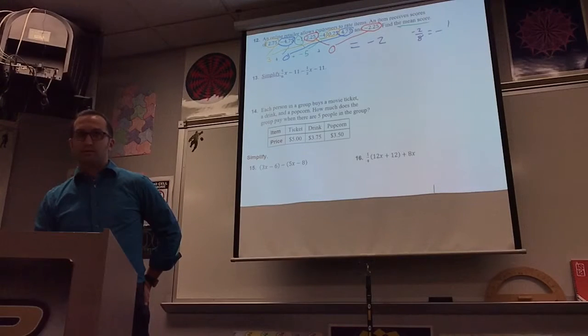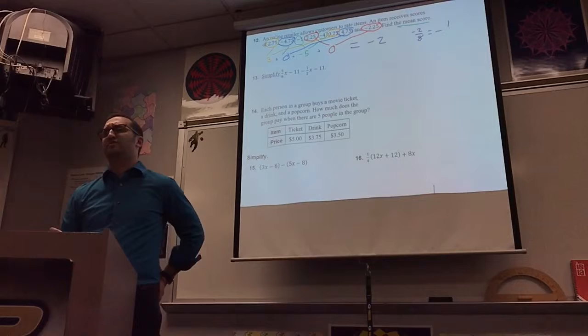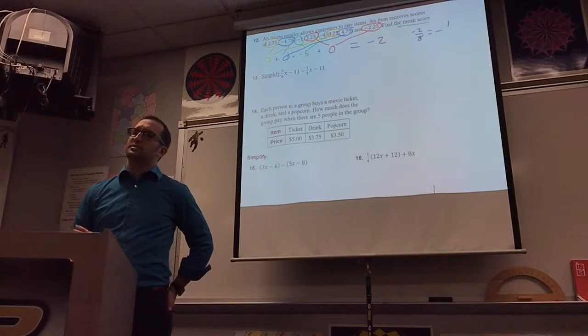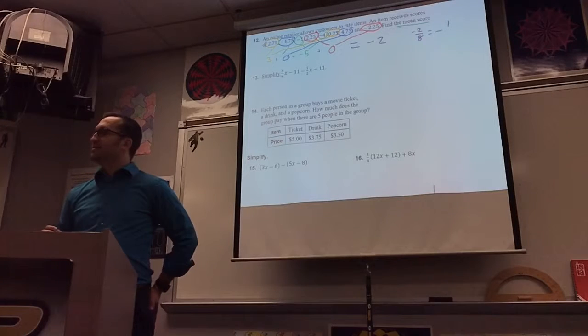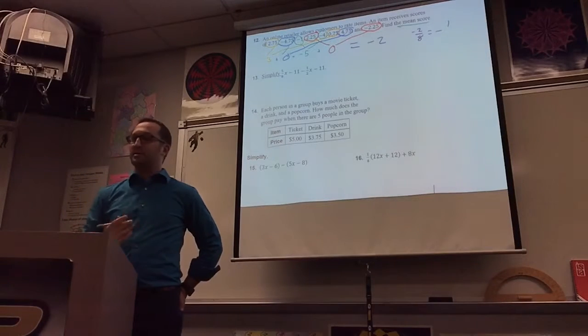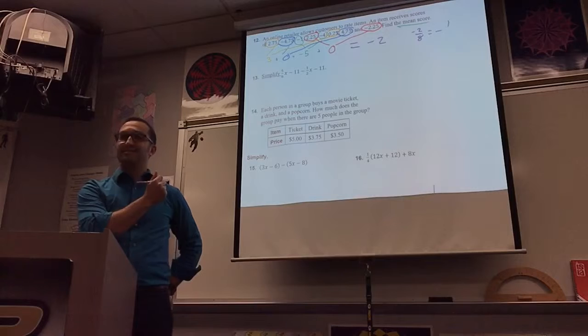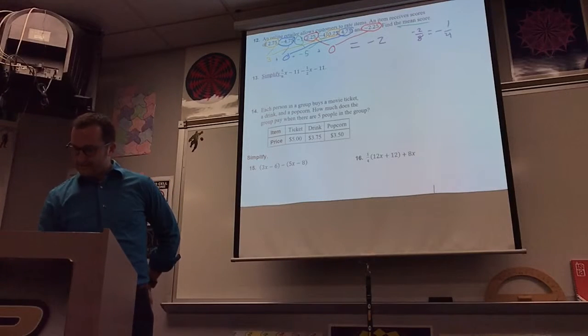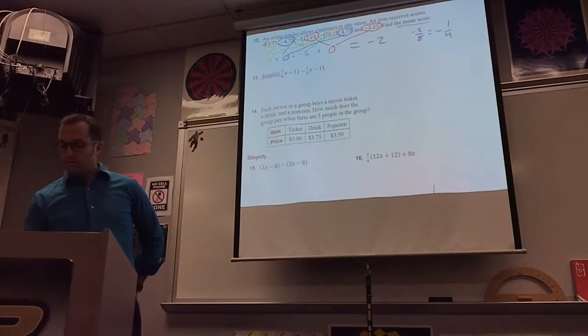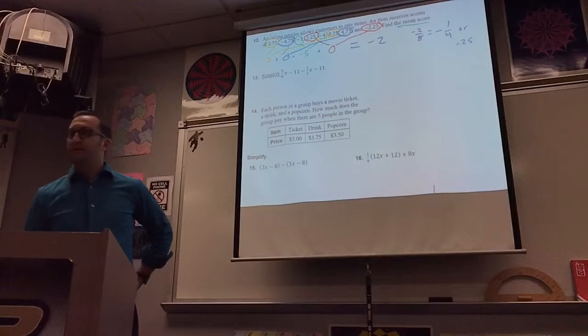What? Come on, guys. -2 divided by 8. Negative what? Come on, guys. This is a fraction. Just simplify it. -1/4. Or -0.25, right? It's a quarter.